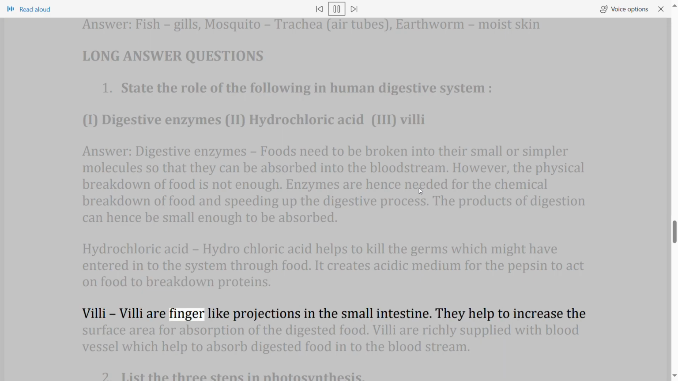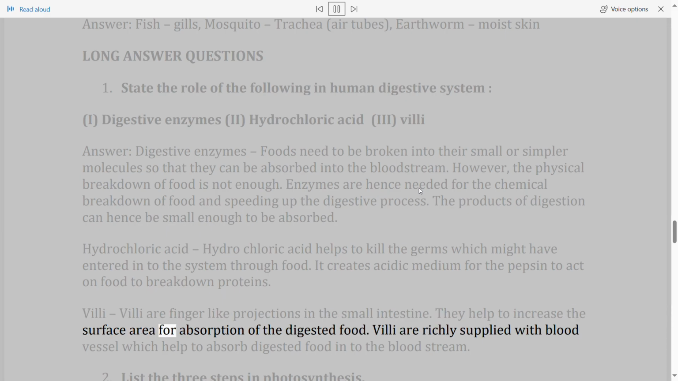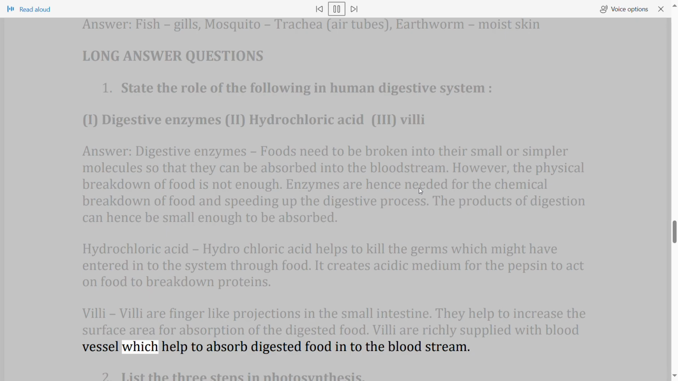Villi are finger-like projections in the small intestine. They help to increase the surface area for absorption of the digested food. Villi are richly supplied with blood vessels which help to absorb digested food into the bloodstream.